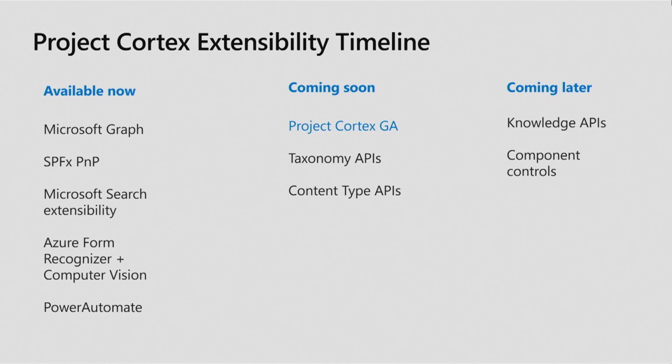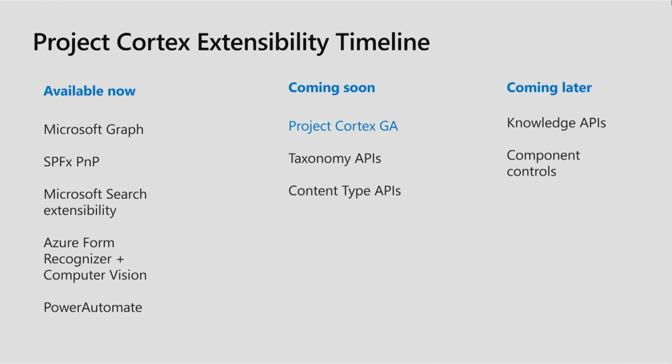We look at Project Cortex. We're still a ways away from general availability. We're really looking at early summer for being available generally across worldwide. And so we'll have a new set of APIs along with that. First off, we're going to start with some of the structured metadata that's important inside of your organization. That's the taxonomy and content type APIs, where they'll all be available through the graph.microsoft.com endpoint.